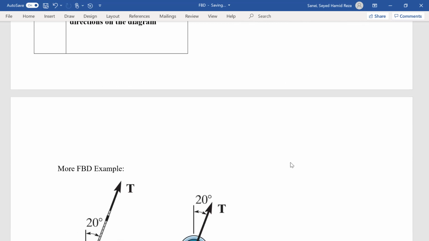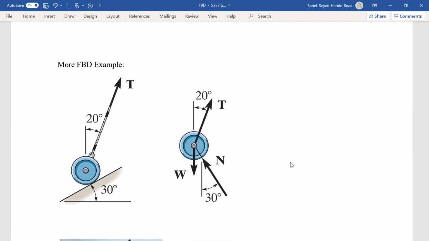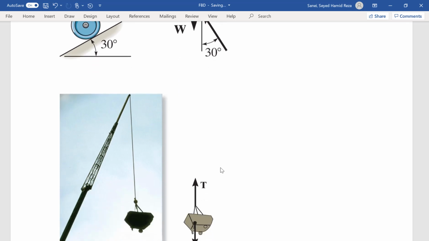Well, let's look at more free body diagram examples. Here is a disc on an inclined surface. We want to draw the free body diagram. We do not have any friction here, so you don't see any frictional force. We have the tension, we have the weight, and we have the normal force. And the angle between the normal force and the perpendicular line is 30 degrees, or between the weight, based on the same thing that we talked about earlier. So there are three forces acting on our disc on an inclined surface.